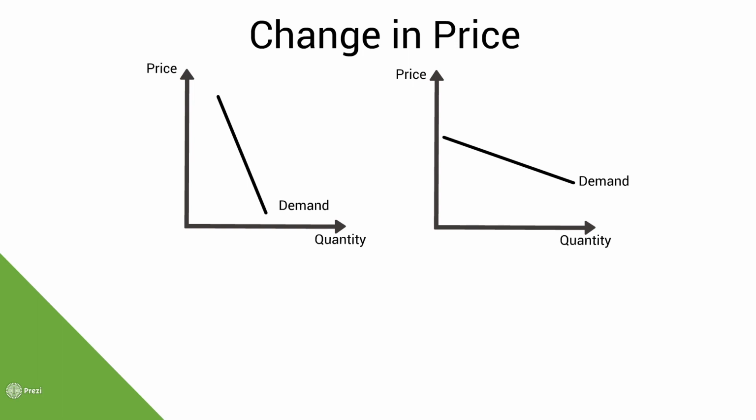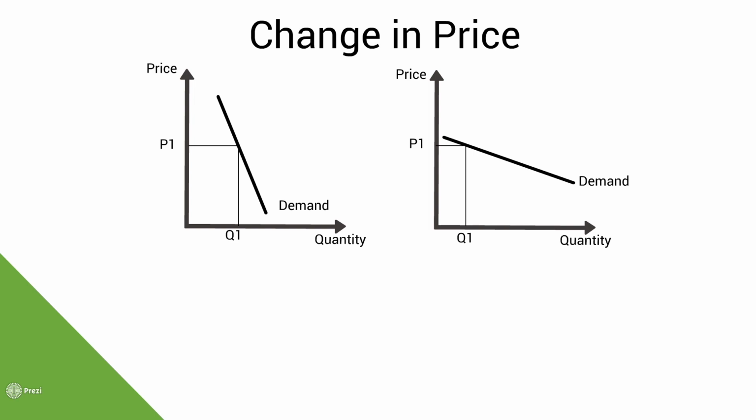So here we have two demand curves. We have one demand curve on the left, which is quite steep, and another demand curve on the right, which is flatter, i.e. it has a lower gradient. For both the demand curves, we're going to have an initial price of P1, which leads to Q1 being demanded on both the left and the right diagram.